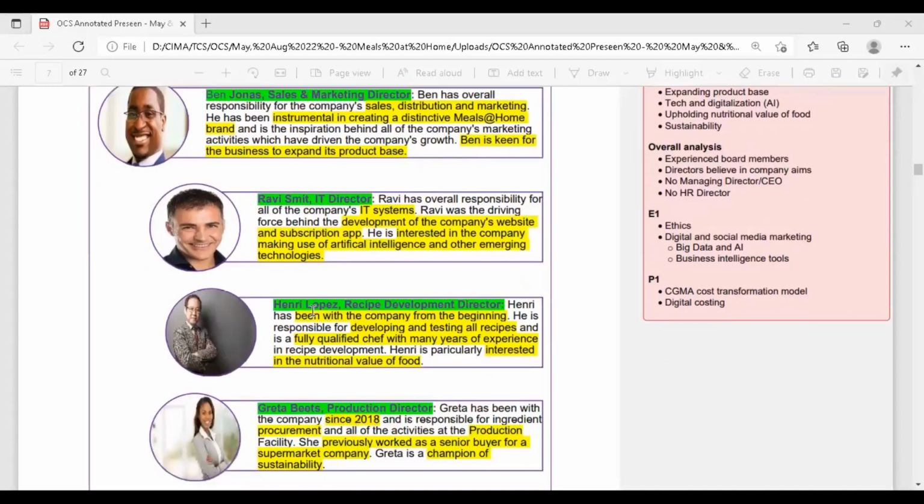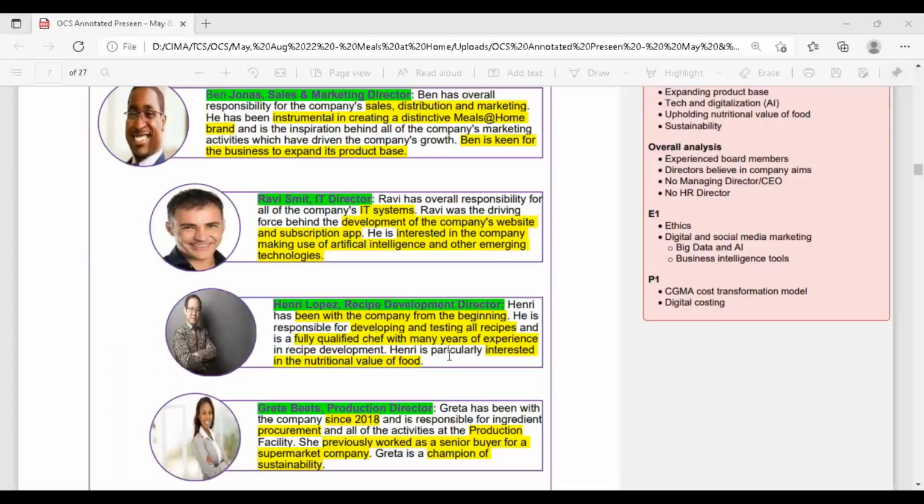Then Henry Lopez, I mentioned this guy earlier. I said that the two founders, since they did not have enough knowledge about the industry, got in touch with a chef. So Henry Lopez, who was part and parcel of the business since inception, is now the recipe development director. He has been with the company from the beginning, and his responsibilities pertain to developing and testing all recipes. And he's a fully qualified chef with many years of experience, which has been beneficial for the company. And his interest is with regards to the nutritional value of food.